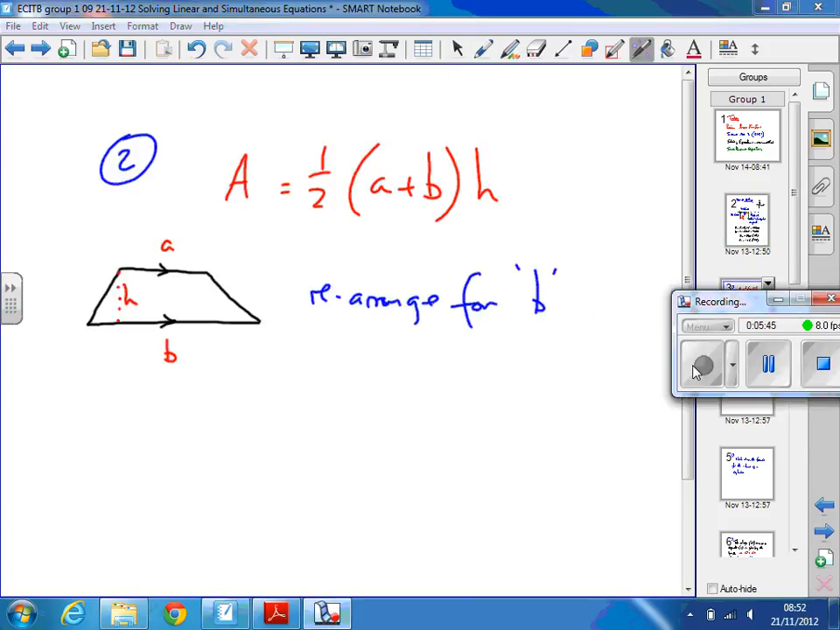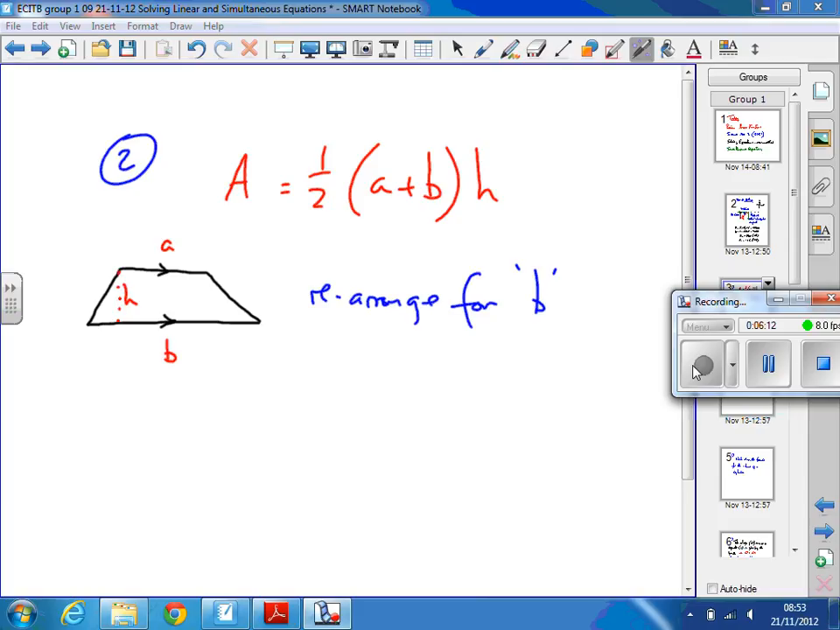So this formula is to find the area of a trapezium. In this case, trapezium is the definition of something that's got two parallel sides, and that's indicated by the arrows, and then the other sides can be at any angle. To find the area of this trapezium, we need to know the length of the two parallel sides and the vertical distance between the two.